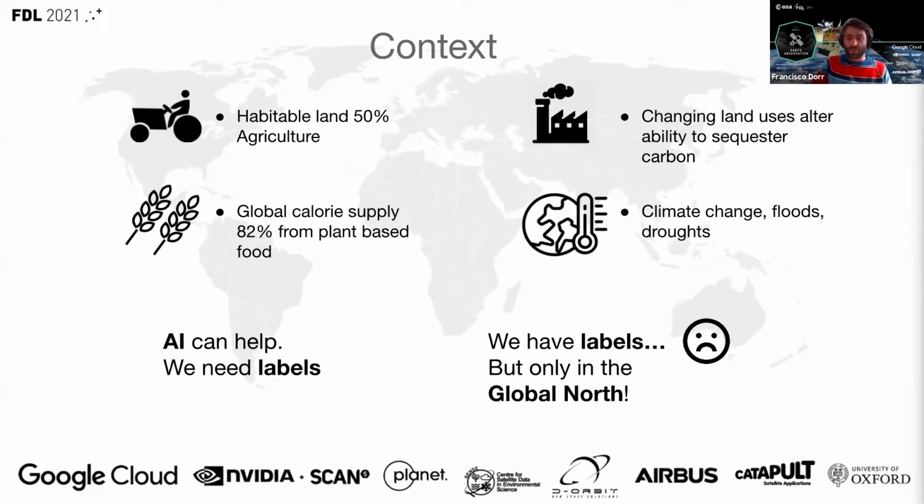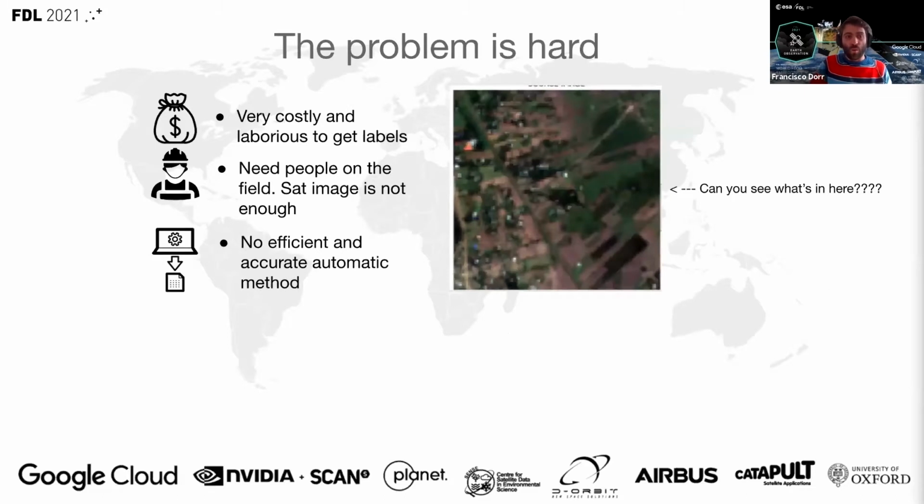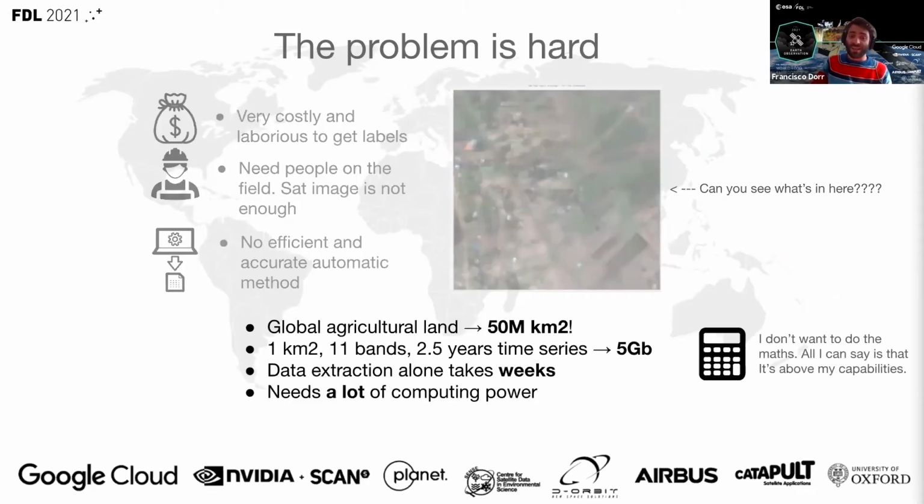And how can we do that without the labels? Well, that's a really hard problem to solve, because to have these labels, we have to go to the fields to annotate them. We cannot just look at a satellite image and say, okay, here there is some corn or some wheat. We have to go to the fields, and that's really costly. And there is no efficient and accurate automatic method to do that. So for example, in this image, can you see what is in here? It's really difficult.